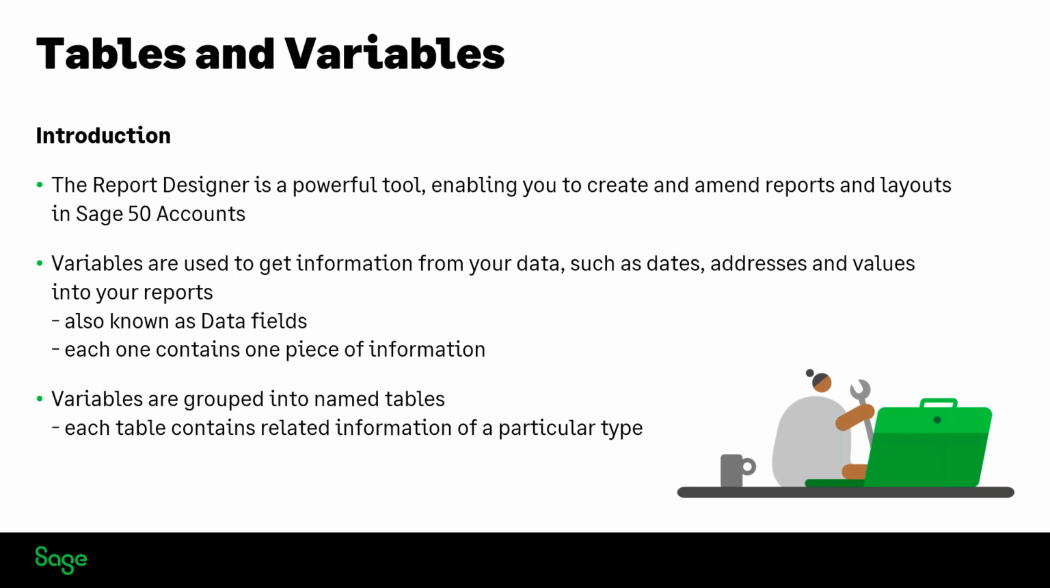Now, variables, as they were originally known, and people tend to still refer to them as variables, but these days they're also known as data fields as well. So if I do chop and change between the two, apologies for that. But each one of those will contain one piece of information. So whether it's pulling it from, like, your company information, pulling that from the company preferences area, it might be customer information. So pulling a specific bit of information from their record.